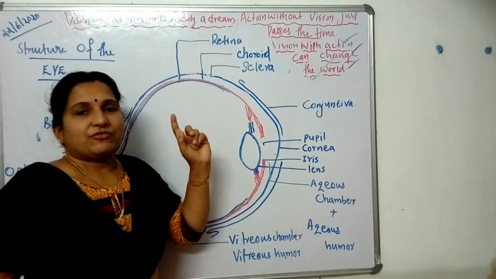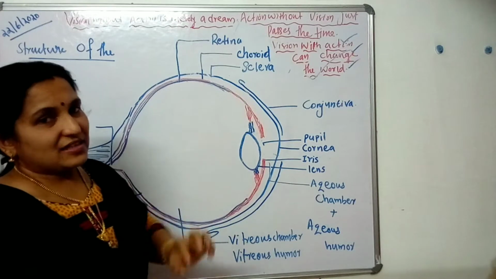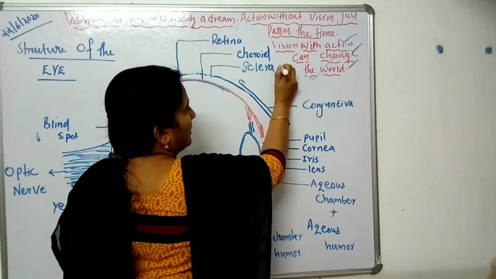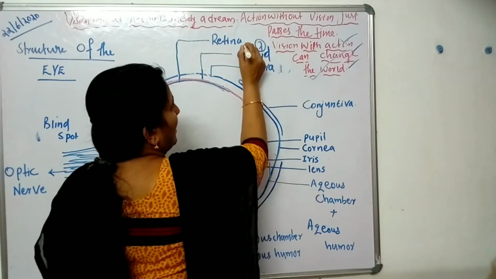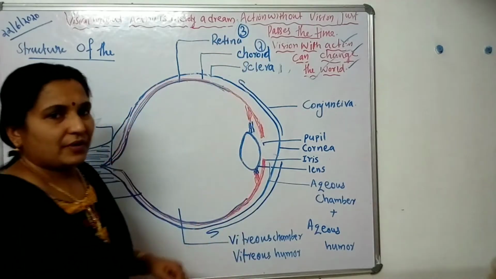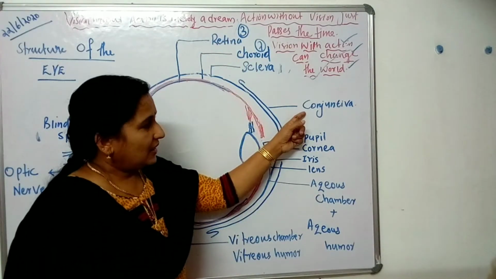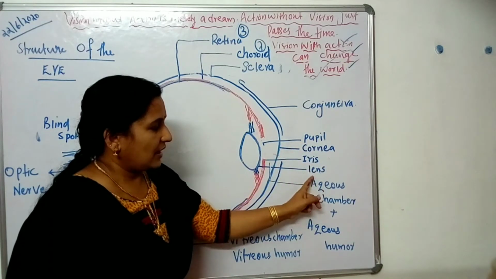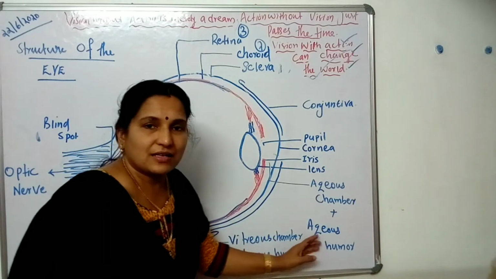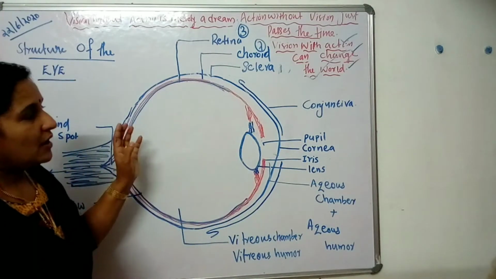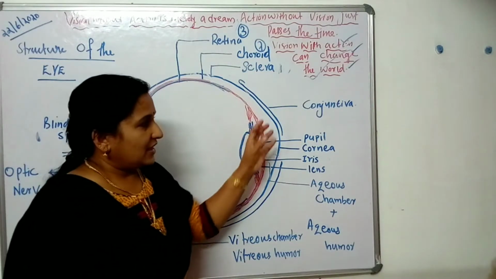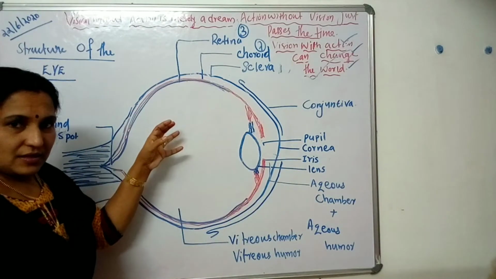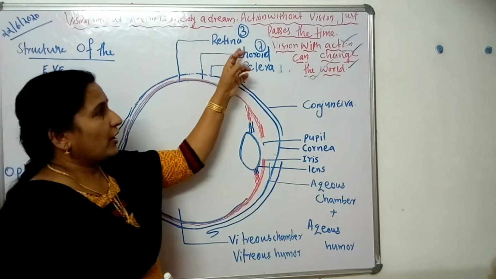So the important parts of the eye, the protective layers of the eye, mainly they are three. One is sclera, second is choroid, and third is retina. Then some more points you can see, they have labeled pupil, cornea, iris, lens, aqueous chamber, aqueous humor, and so on. We can study all these things one by one. The three important layers I mentioned are sclera, choroid, retina.